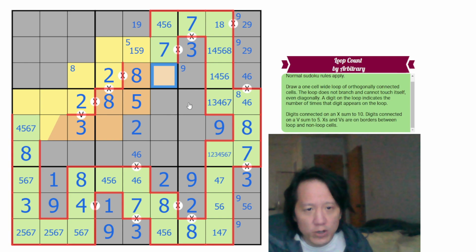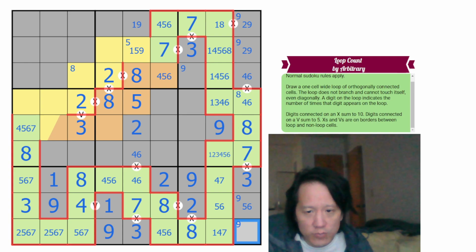This cannot be 1, 2, or 3. Cannot be 7 or 8. So this is also 4, 5, and 6. That's interesting. This can't be 7. This can't be 7. Therefore, 7 is one of these two. This can't be. This has to be.